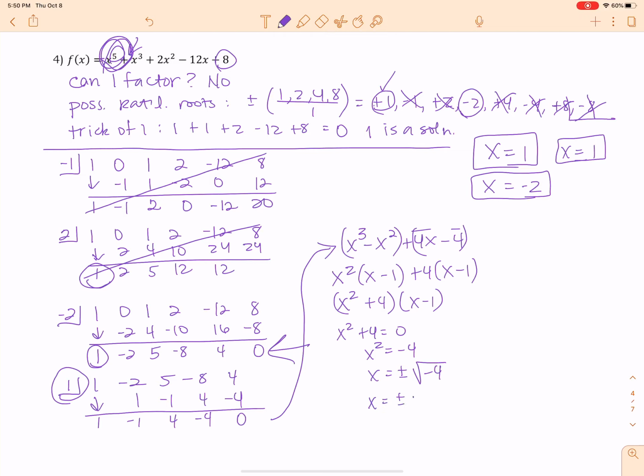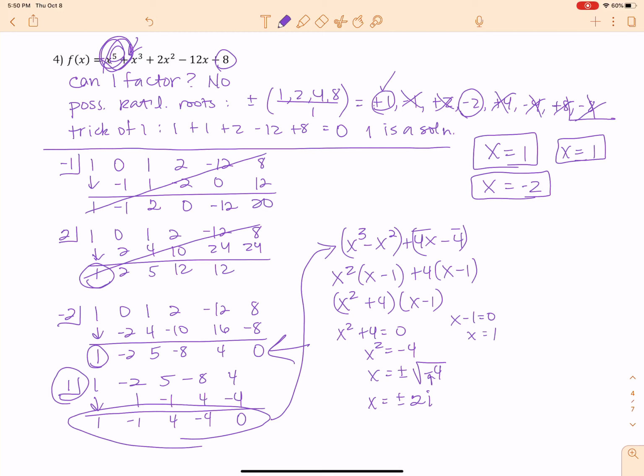Well, remember, the square root of 4 is 2. The square root of negative 1 is i. So this has got two imaginary solutions. Okay, and then of course, x minus 1 equals 0. We already know that 1 works because we had to use it to get this polynomial in the first place.